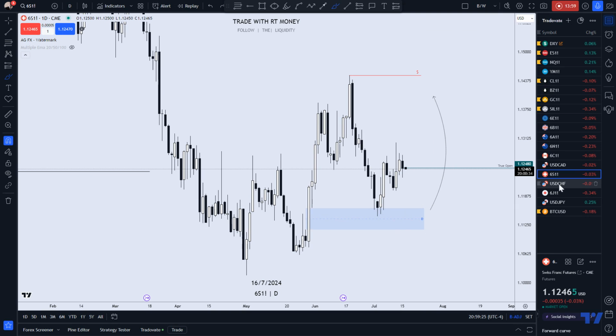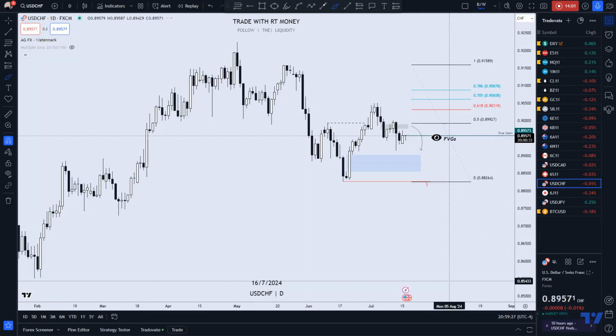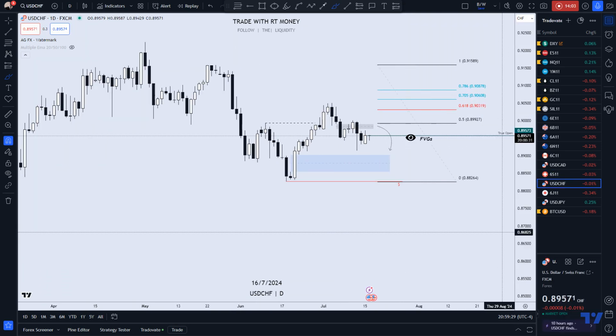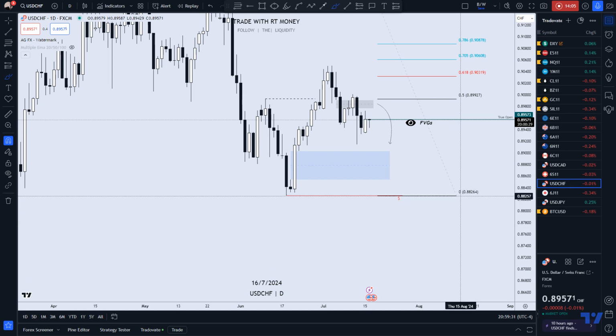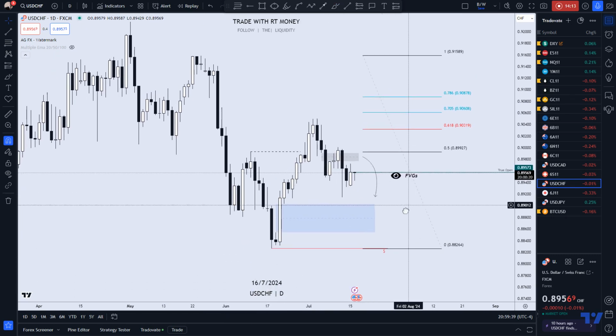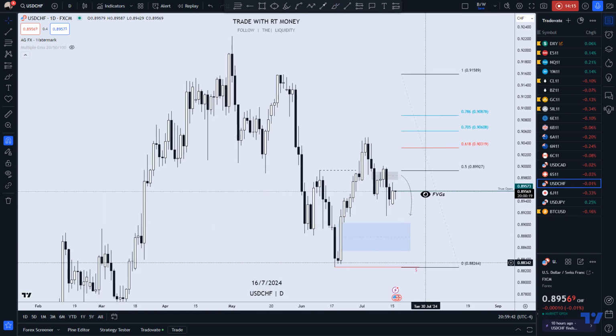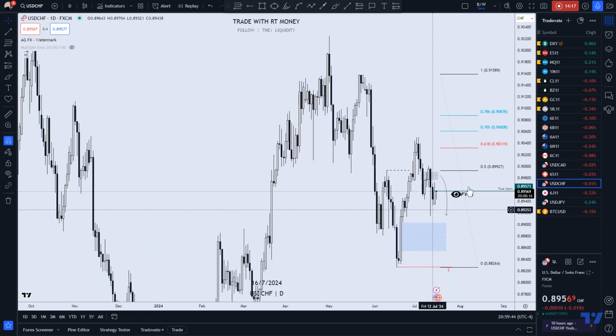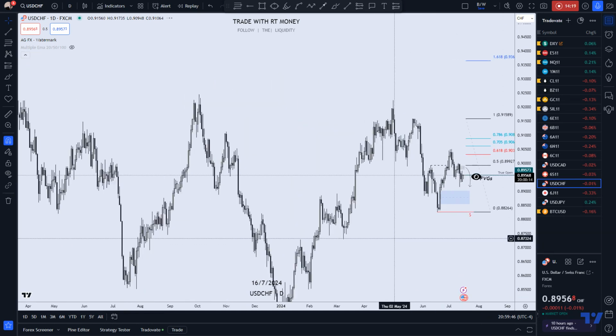If we look at the CFD version of the Swiss franc, US dollar, we're looking at the US dollar Swiss franc right now, as you can see down here. And what am I looking for? I'm looking for price to go down.